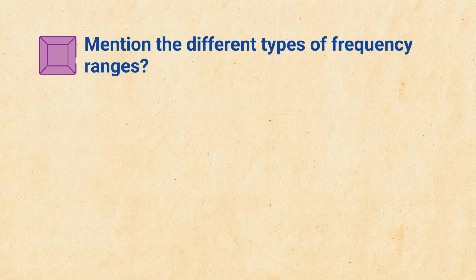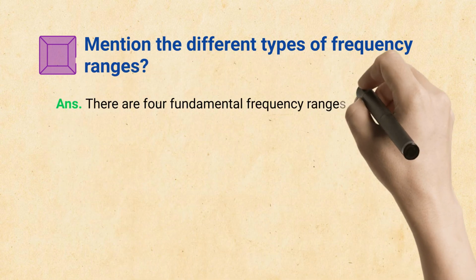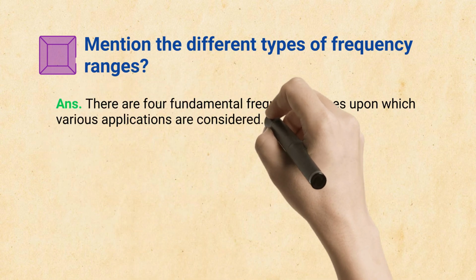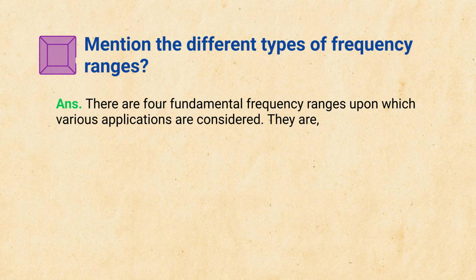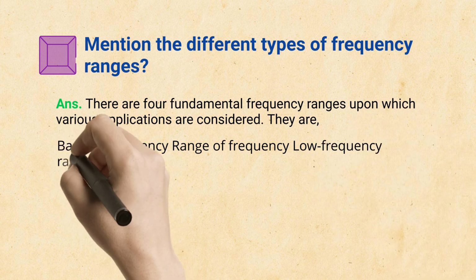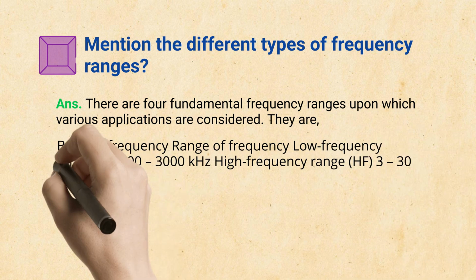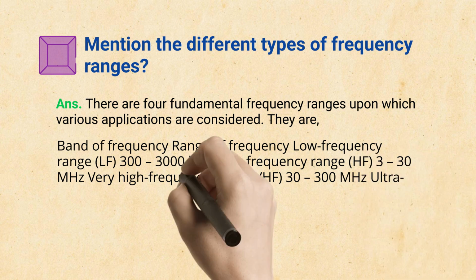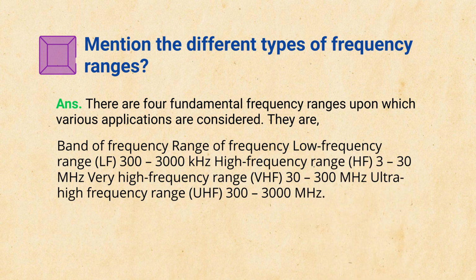Mention the different types of frequency ranges. There are 4 fundamental frequency ranges upon which various applications are considered. They are: low frequency range, LF, 300 to 3000 kHz; high frequency range, HF, 3 to 30 MHz; very high frequency range, VHF, 30 to 300 MHz; ultra high frequency range, UHF, 300 to 3000 MHz.